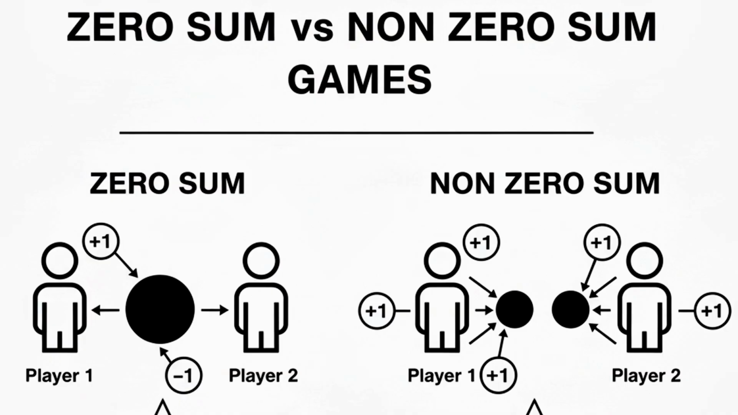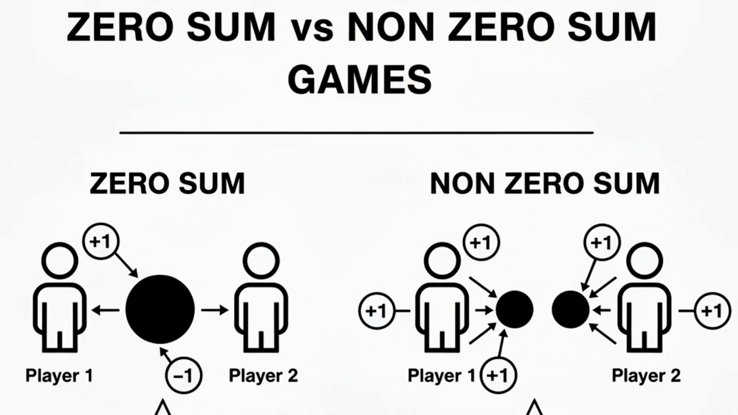Imagine two friends playing a game where the total number of points is fixed at zero. If one player wins 5 points, the other player must have lost 5 points. So the sum of their losses and gains is always zero, and that is why it is called a zero sum game. However, a non-zero sum game is where the magic happens.